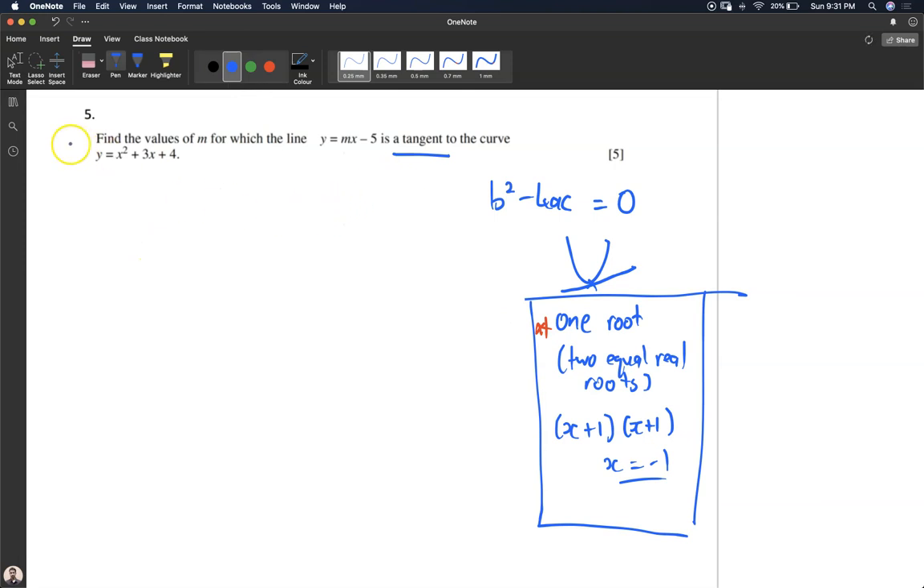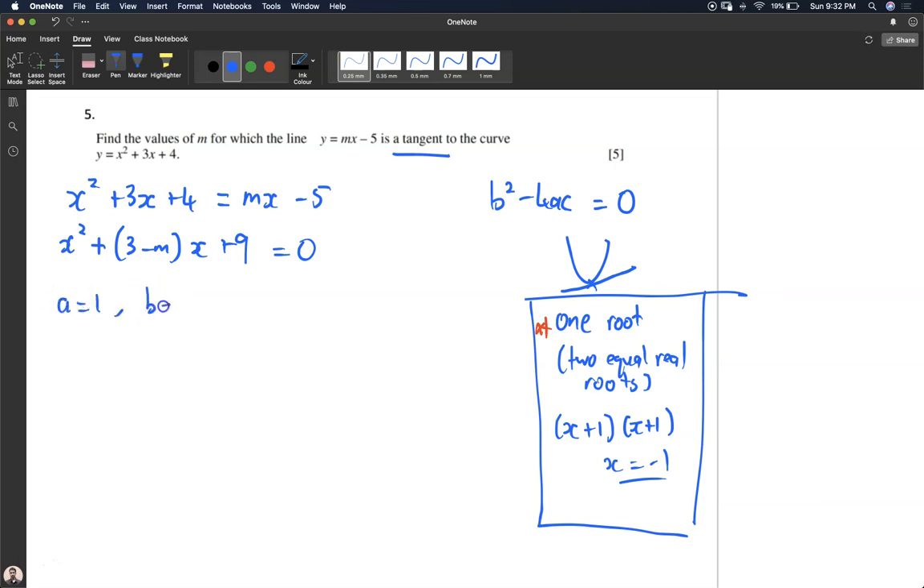Alright, so going back to the question. After you determine this, we need to equate them together. So the intersection basically: x squared plus 3x plus 4 equals mx minus 5. Okay, rearrange this as usual. I'm going to speed up a little bit. x squared plus (3 minus m)x plus 9 equals 0. Do my b squared minus 4ac. So a is 1, b equals 3 minus m, c equals 9.